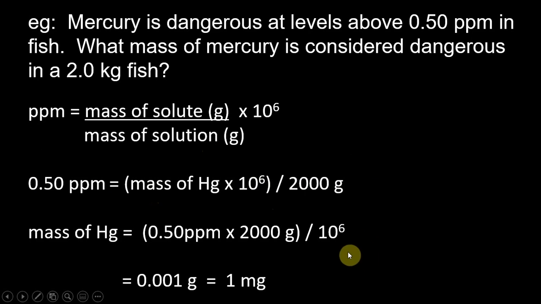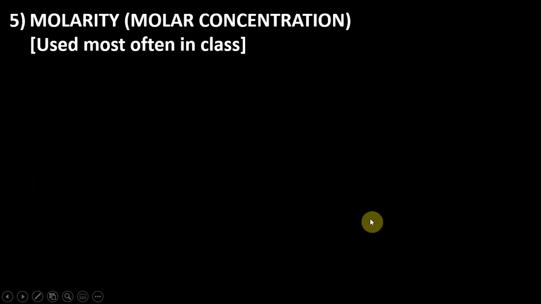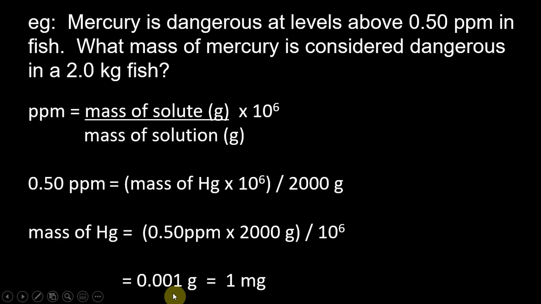All right. Then the mass of the mercury, rearranging all of this, we get the 0.5 parts per million times the 2,000 grams divided by the 10 to the 6, and we get 0.001 grams. Now it's important that you know what your units are here. And then quite often when you end up with a really small mass, you convert it to something that's easier to deal with, like milligrams, right? So multiply it by 1,000 or 1,000,000 or something like that. 1,000,000 would be micrograms, right?